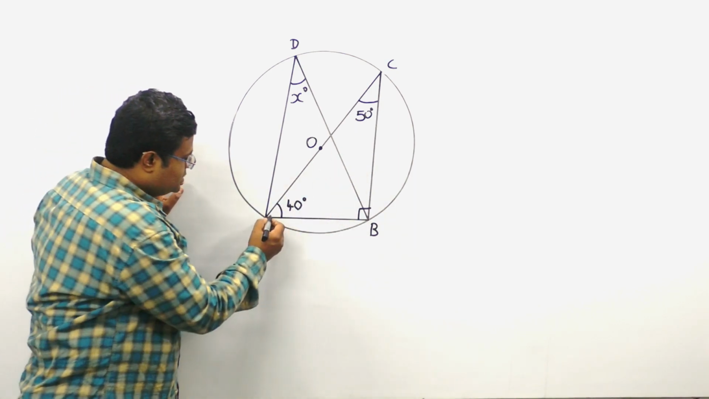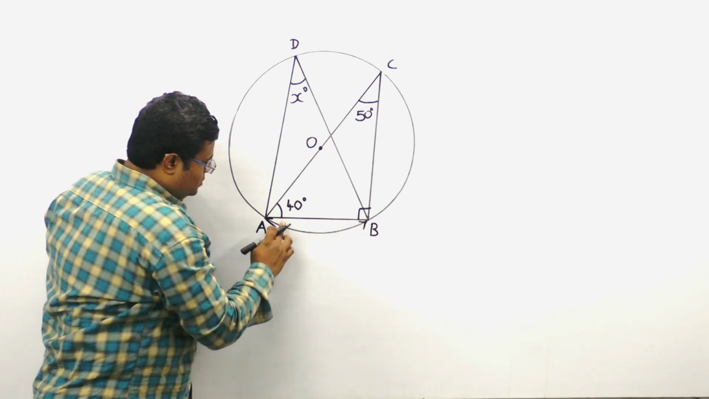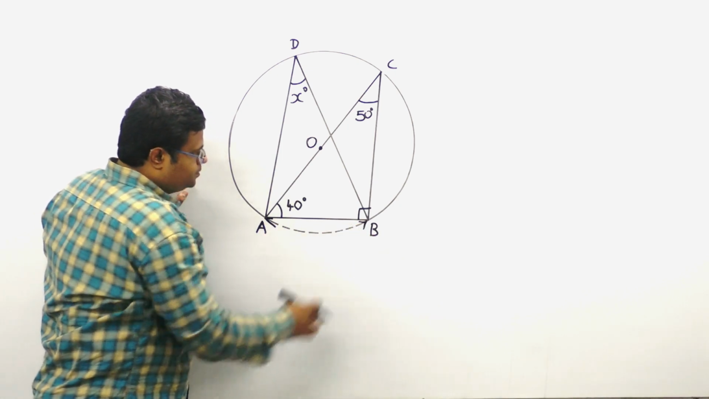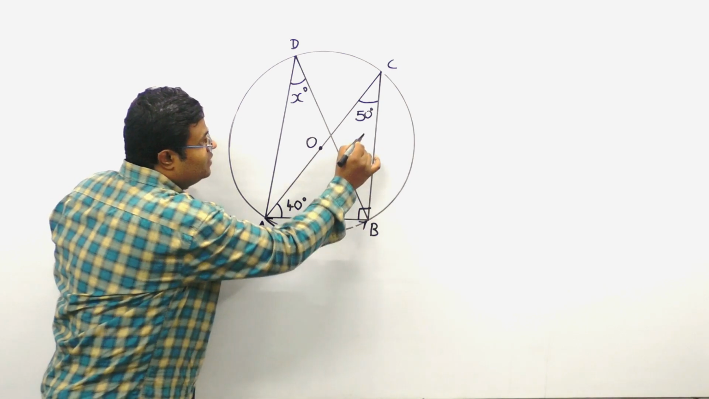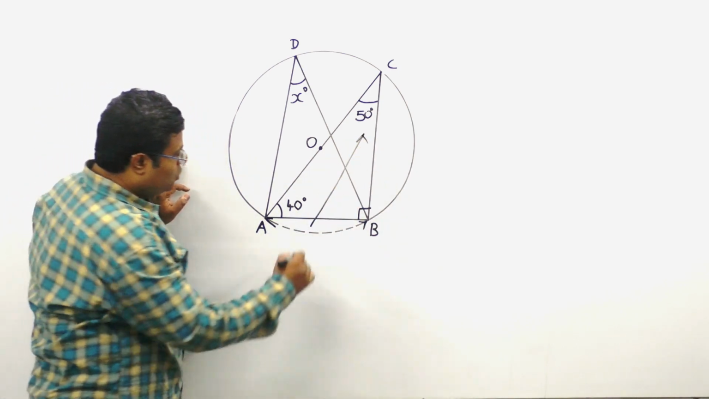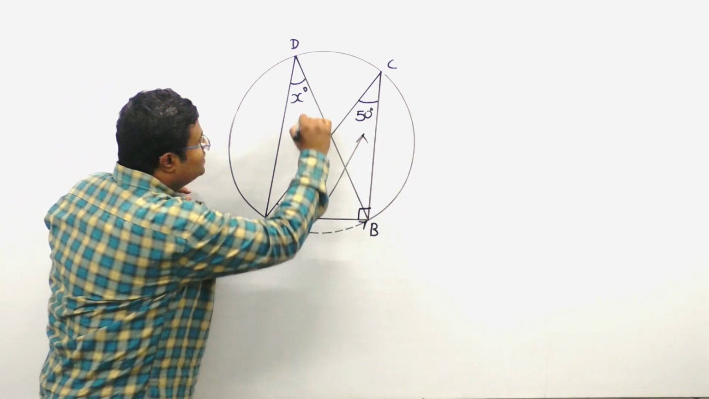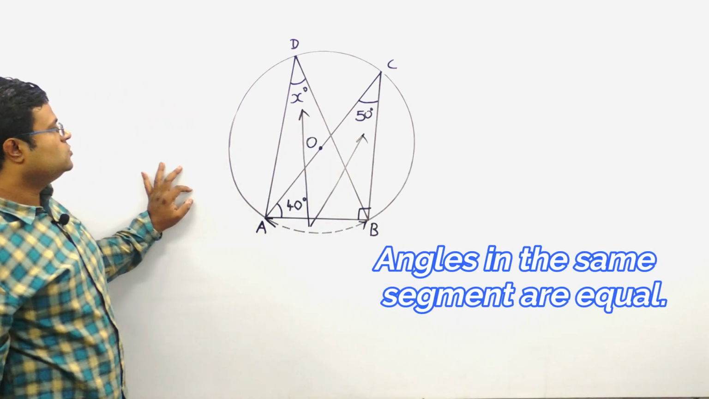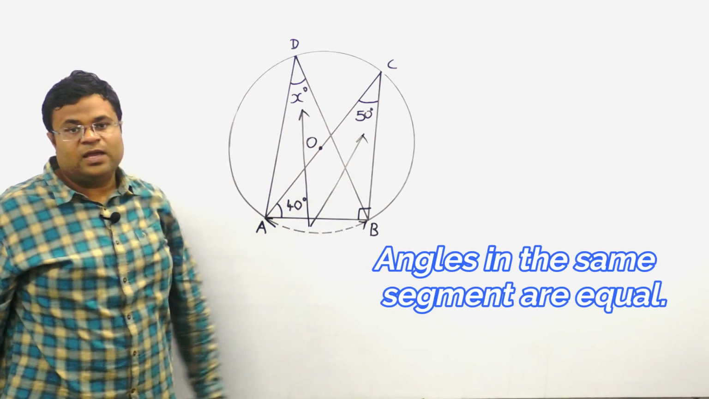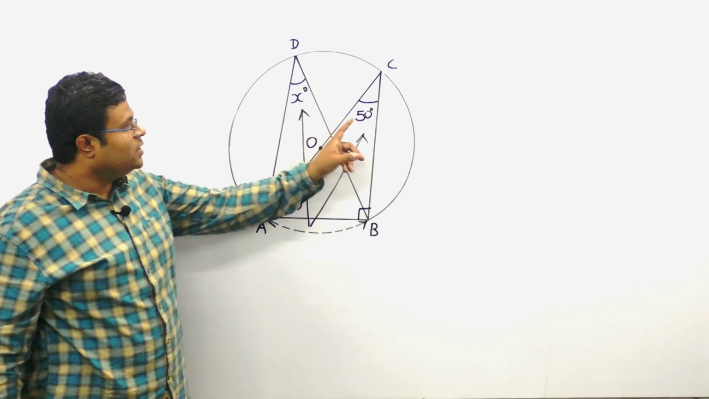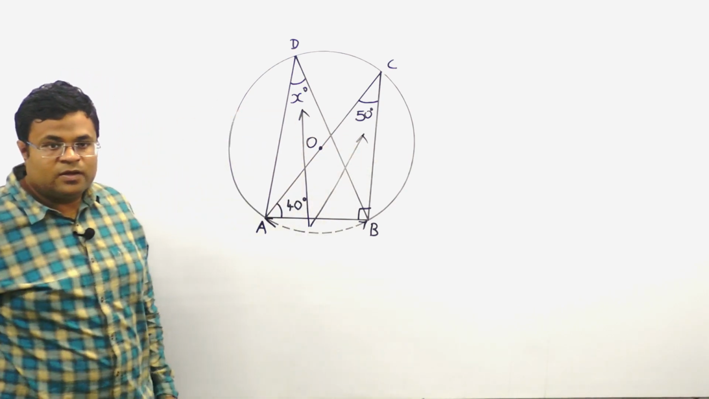Now have a look at this. This is the arc. This arc is subtending 50 degrees on this side. So obviously the same arc will subtend 50 degrees here also. This is x, this will also be 50 degrees. This x will be equal to 50 degrees. Got it?